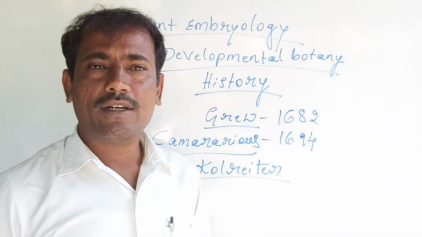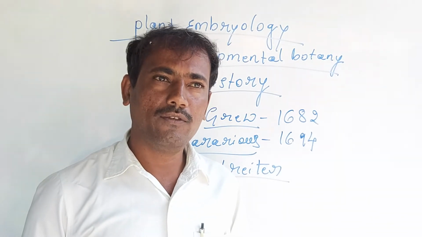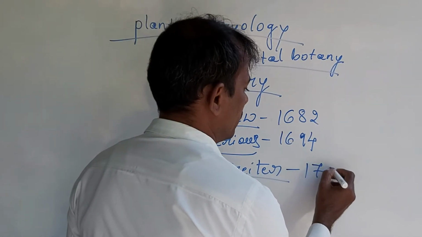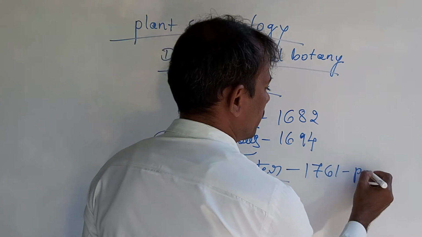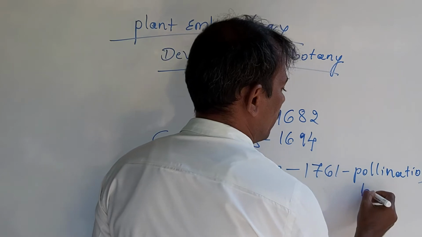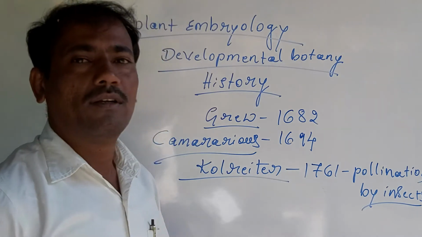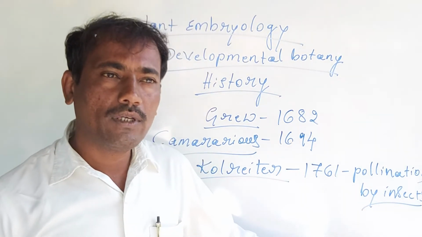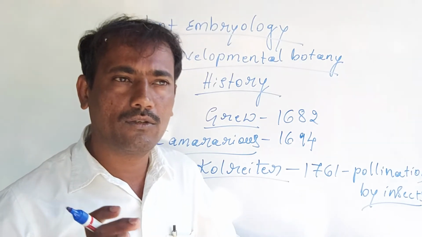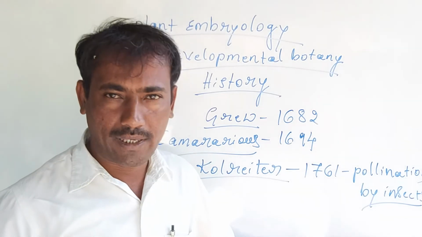In the year 1761, he observed pollination in flowers by insects for the first time. So now we know that different insects play a very crucial role in bringing about pollination in various plants, in various higher angiosperms.